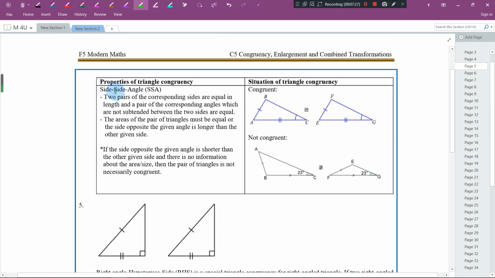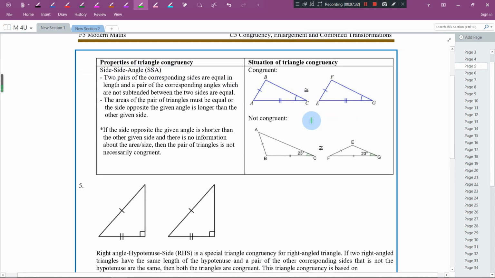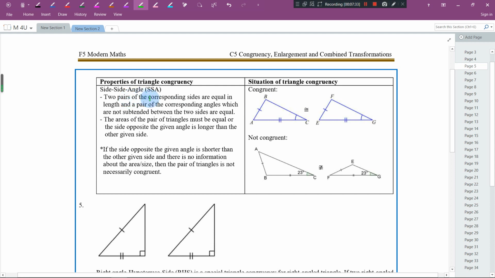This is side angle. Two pairs of the corresponding sides are equal. This pair equal, and this pair equal, and this is a non-included angle. And a pair of corresponding angles which are not subtended between the two sides are equal. So in this case, what it tells you is these two angles are the same size.